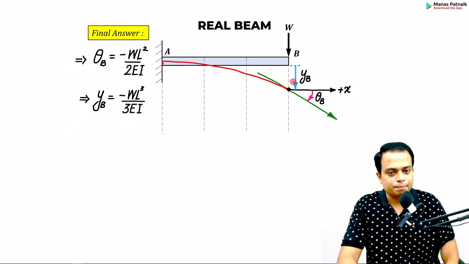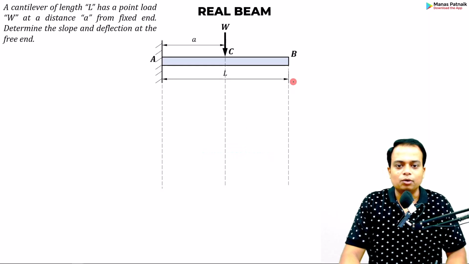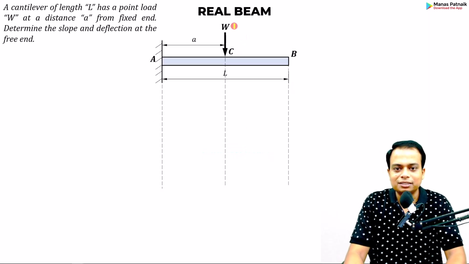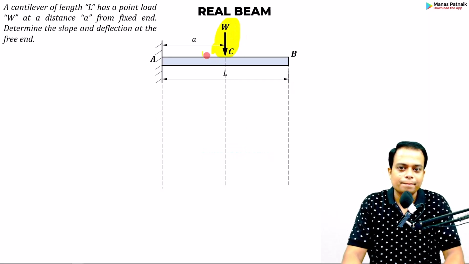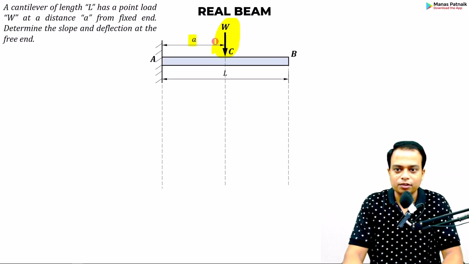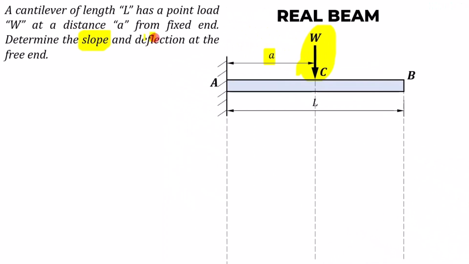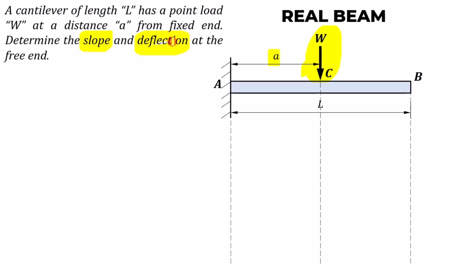This is one example. In the second example, take a look. The load is slightly eccentric. It is at a distance of a from the fixed end. However, you have been instructed to calculate the slope and deflection at the free end, that is at end B. How shall we approach this? Again, we'll be applying the method of sections.